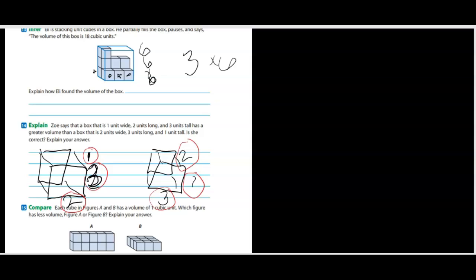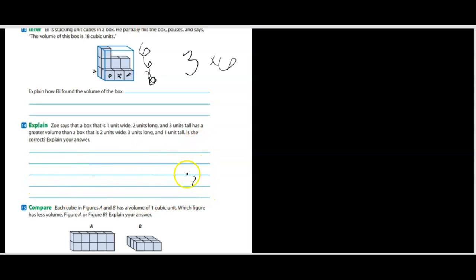Now, to explain why they would have the same volume: the reason is because when we find volume, volume equals the length times the width times the height. So even though the height and the width are switched around, it's just like multiplication. It doesn't matter. So those would both be 18.